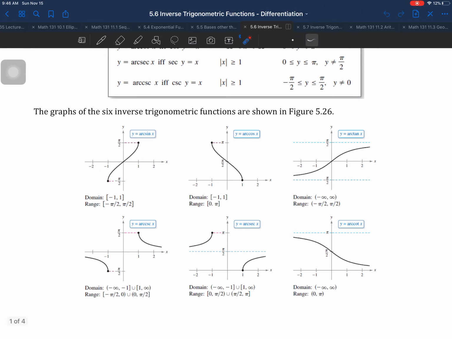You guys will see here that this is just the way this looks, right? They're going to be restricted, and the domain for this one will be from negative infinity to negative 1, and then from 1 to infinity, and be bounded between negative pi over 2 and 0, and then from 0 to pi over 2, and vice versa, right?